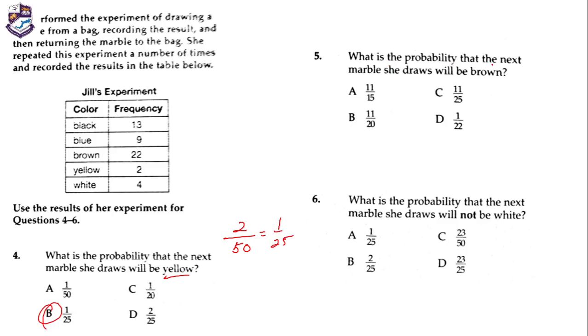Okay, number 5, what's the probability the next draw will be brown? Well, so far she's picked 22 brown out of 50, which would simplify to 11/25.